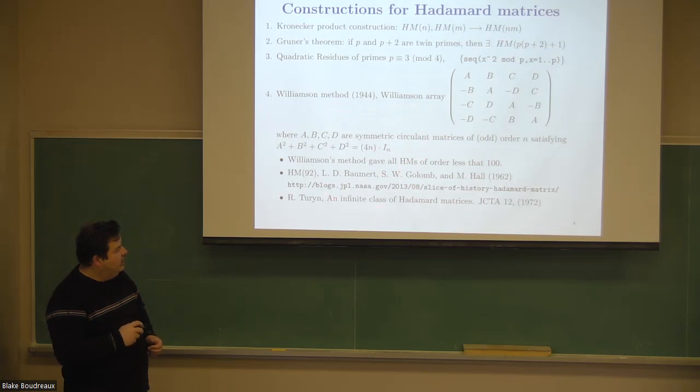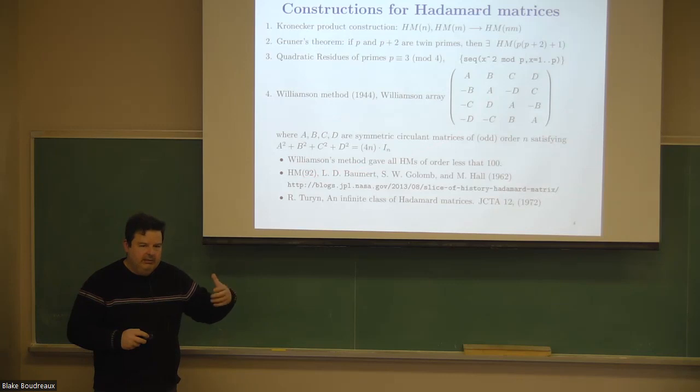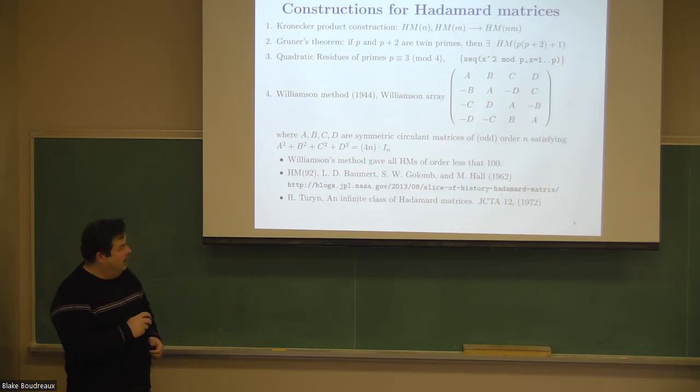And you can go to this NASA blog here. It's a delightful story of how these mathematicians, Baumert, Golomb, and Marshall Hall, found this Hadamard matrix of order 92 using an array. They were so delighted because they could use it in some space exploration mission at JPL.